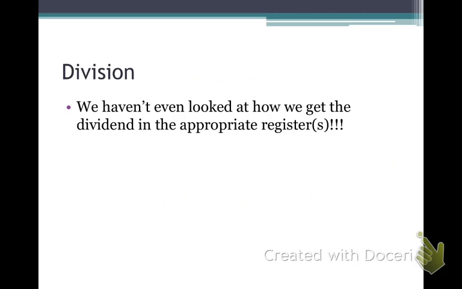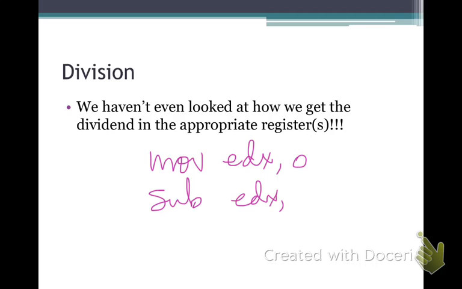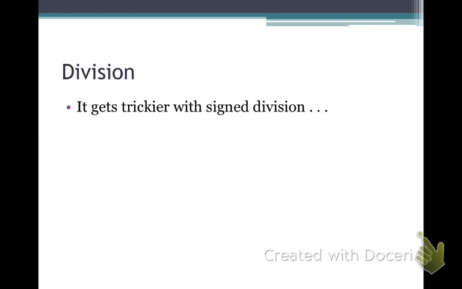So, first of all, if I'm dealing with unsigned division, then my double-sized dividend must be converted to quad word size with leading 0 bits in EDX. So to do that, I could say move 0 into EDX, or even a bit more efficient, subtract EDX from itself. Okay, that will clear out EDX. For EAX, I'll just have to make sure that's where the dividend is.